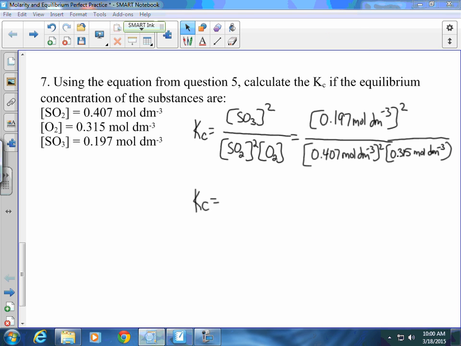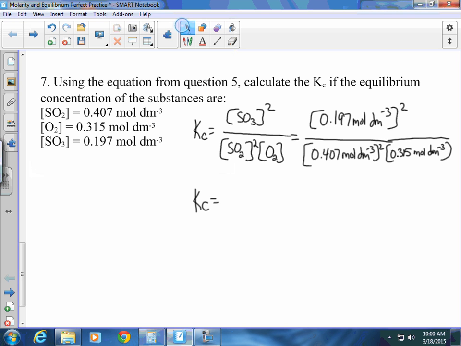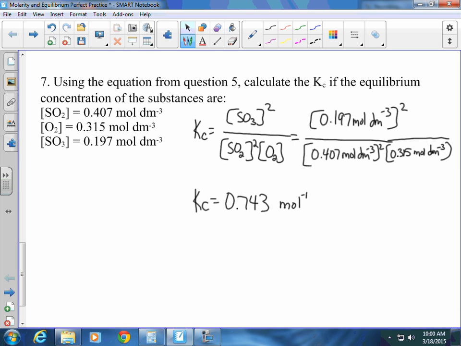Going to the calculator, 0.197 squared divided by, open parentheses, 0.407 squared, close parentheses, divided by 0.315, and I get 0.743. And again, the units are going to be the same, per mole decimeter cubed.